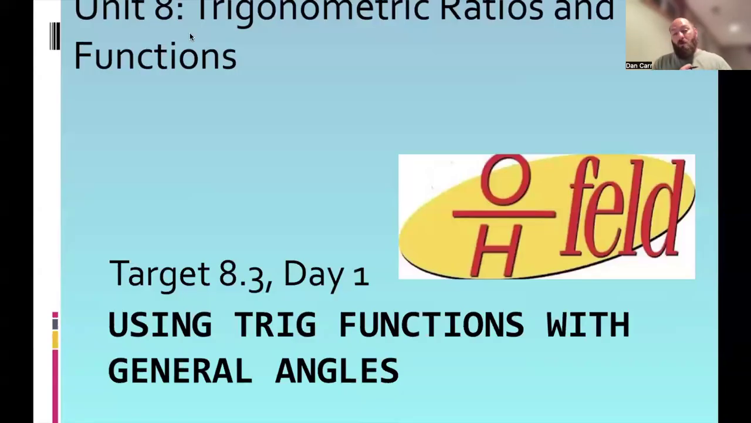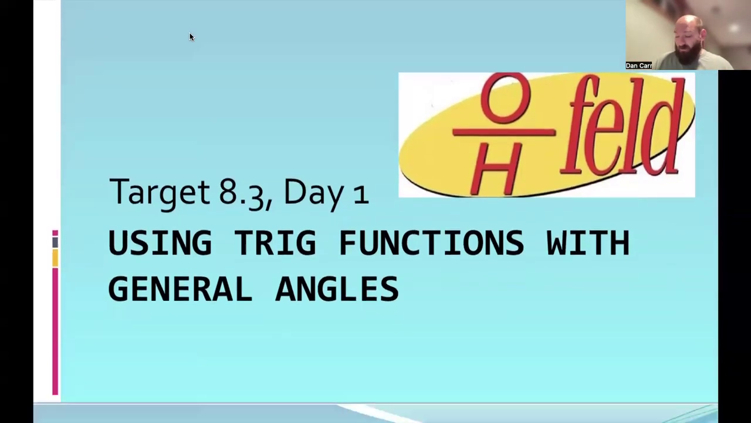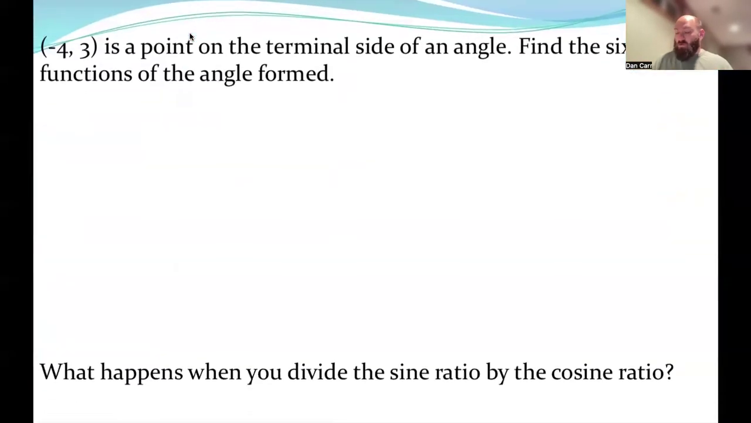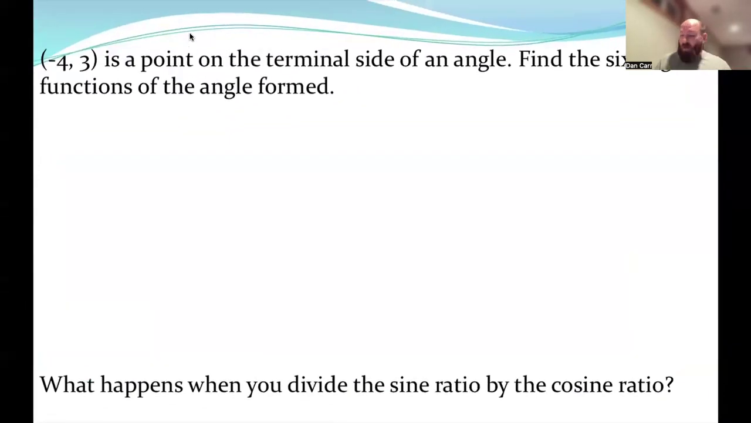Today we're going to be looking at 8.3 day 1, using trig functions with our general angles. Okay, so to start with this lesson, we're going to model (-4, 3) as a point on the terminal side of an angle, and then find the 6 trig functions of the angle formed. So we're going to model this here on a coordinate grid. I'm going 1, 2, 3, 4, 1, 2, 3.